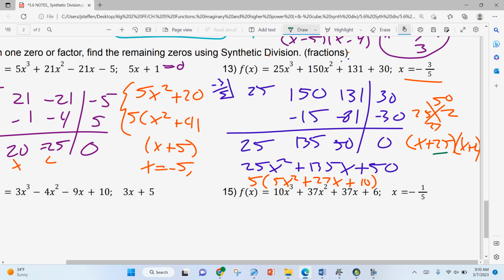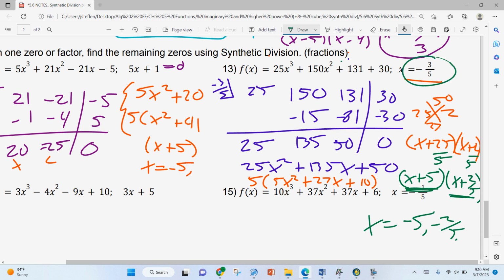Then again, don't forget we're dividing both of those by 5. So we end up getting x plus 5 and x plus 2/5. So your answer, x is equal to -5 from this one, -2/5 from this fraction, and don't forget your -3/5 from the very beginning. So again, it's not super lovely after you factor out that 5 on this one, but it still is a lot easier than trying to find factors of 1,250, since 25 times 50 is 1,250, to add to 135, which is going to be a little bit more difficult.